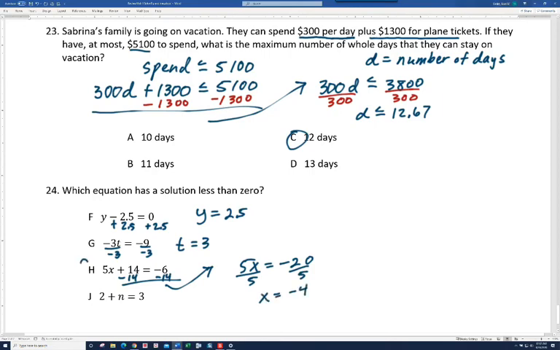And so we seem to have a winner here. Now, just as a check, you might want to make sure that last one is also positive. You subtract 2 on both sides, and you get n equals 1. And so, indeed, H is the only one that has a solution less than 0.